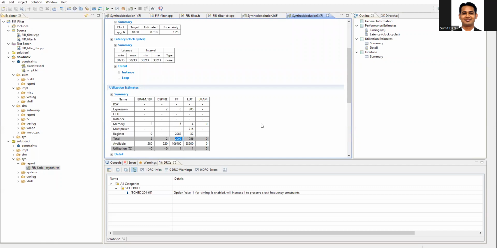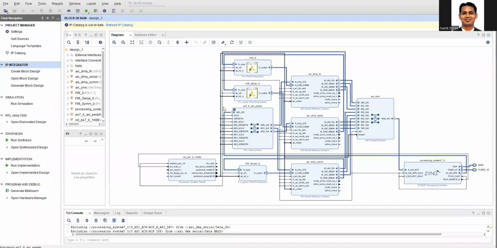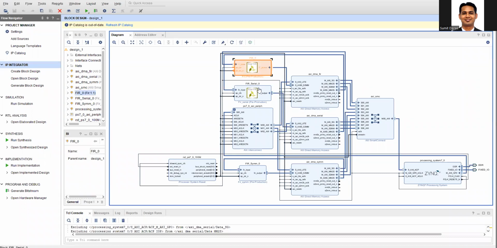Now these three IPs are created. After the IPs are created, they are exported to Vivado, and now we will look at the corresponding block diagram. So you can see that I have the three filters: FIR serial, FIR parallel, and the FIR symmetric one. And then I have used three DMAs in the scatter gather mode. They are connected to the DDR memory via the ACP port, and then I'll configure them in the SDK code. So the block diagram is more or less similar to our previous lab.